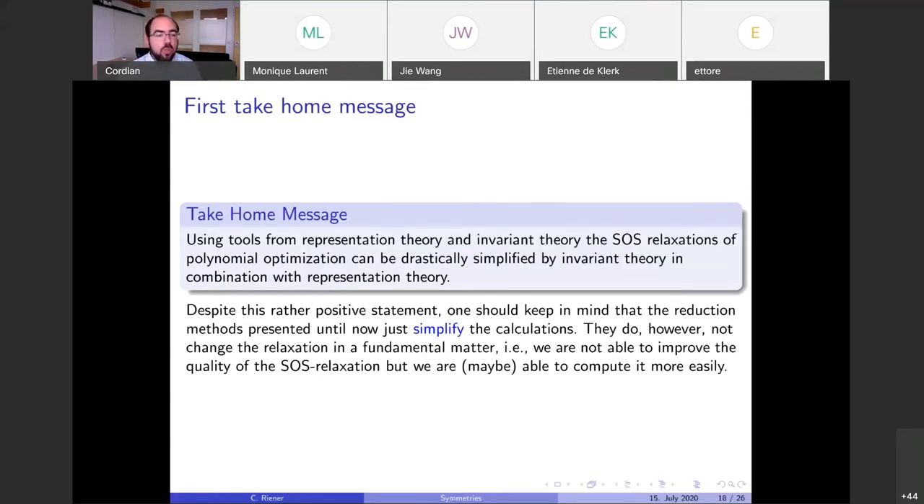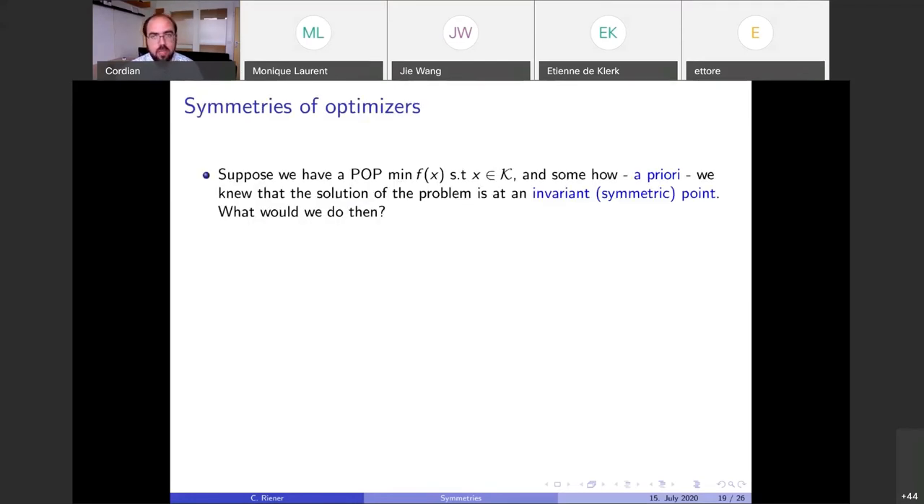However, they do not change the relaxation in the fundamental matter. By this I mean we are not able to improve the quality of a given SOS relaxation. So we may be able to compute it easily because it reduces, for example, to a linear program, but we cannot actually say anything more than just calculating this value. So this is something that is very important. And I want to show you one idea how one could essentially also do something.